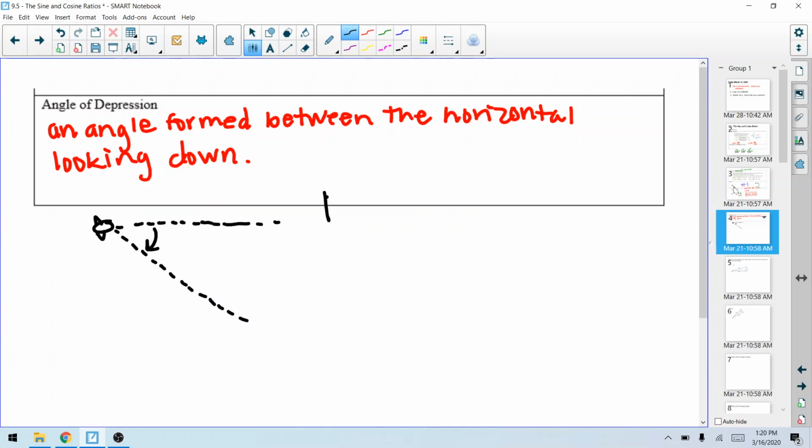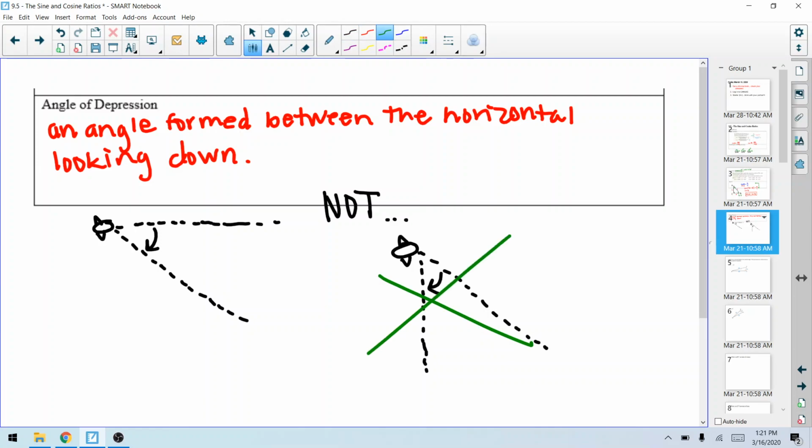Now on this one, I'm going to put a not. So if I have my airplane, there he is, and he looks down at the ground, and my airplane is this high in the air. This right here is not the angle of depression. Okay, keep in mind it has to be between the horizontal. There has to be a straight line coming right out of that airplane. So your angle of depression is the picture on the left. It is not the picture on the right. Just be aware of that and try not to make that mistake.